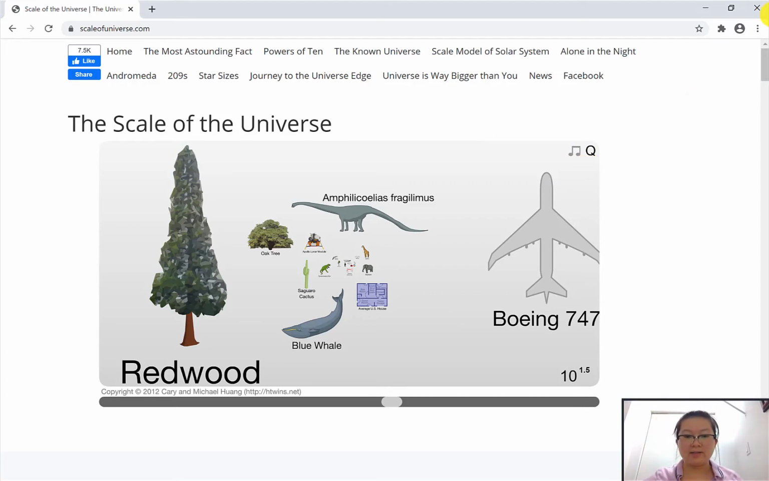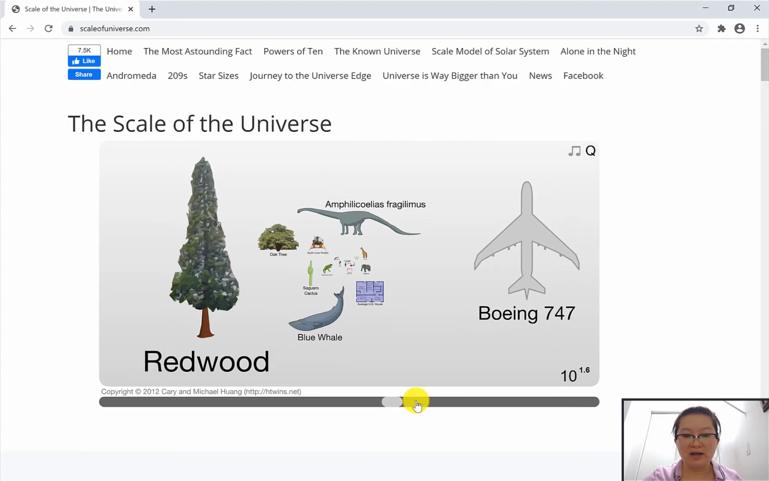So, righty, I'm going to quickly show you what this looks like. Now, a Boeing 747 plane is really large in real life. It is scaled down to paper size for us to see. So in actual reality, this is 10 to the power of 1.5, so this is about 100-ish meters.